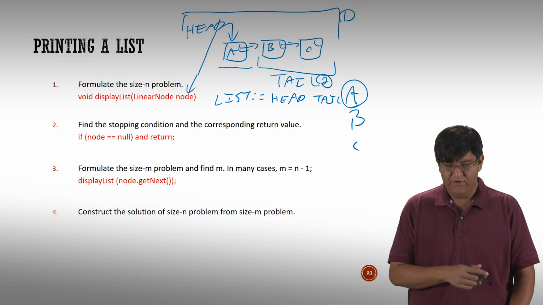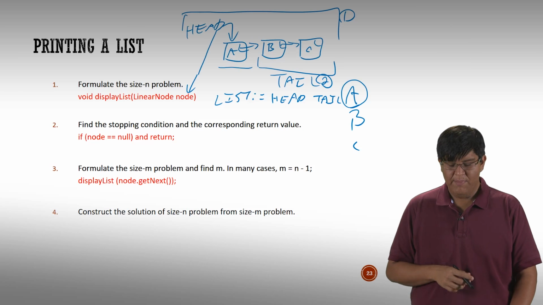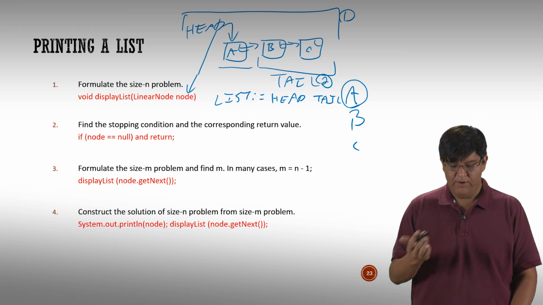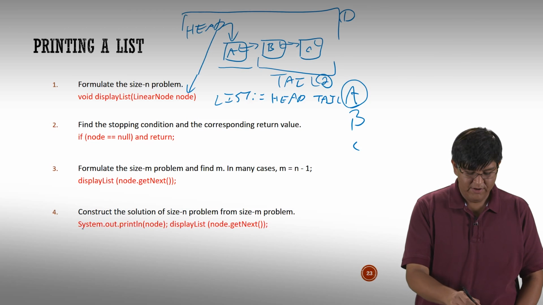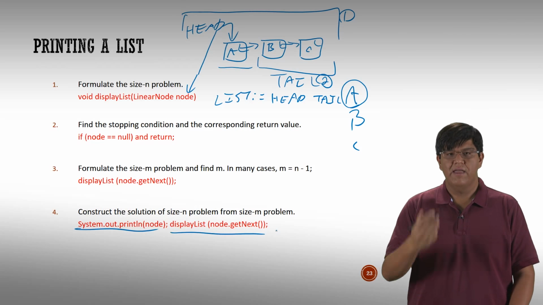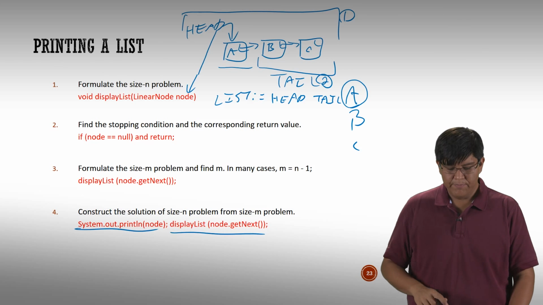All right, so how do I construct the whole problem from the subproblem? Basically, I want to do a little bit of work, act on the node, and then have the call for the subproblem. So display the current node and then recursively call myself on the tail of it. That should give me my nice recursion action going on there.